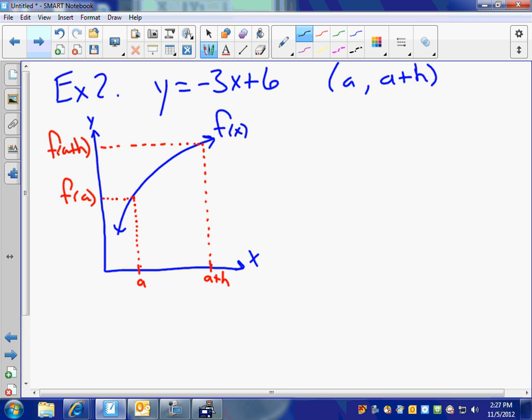If I wanted to find the average rate of change to represent the slope of that black line, I would take my second y value, f of a plus h, minus, what's my first y value? F of a, all over, what's my second x value? A plus h, minus, what's my first x value? A.